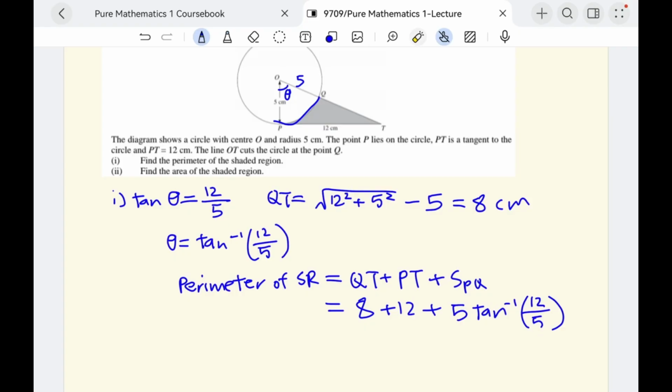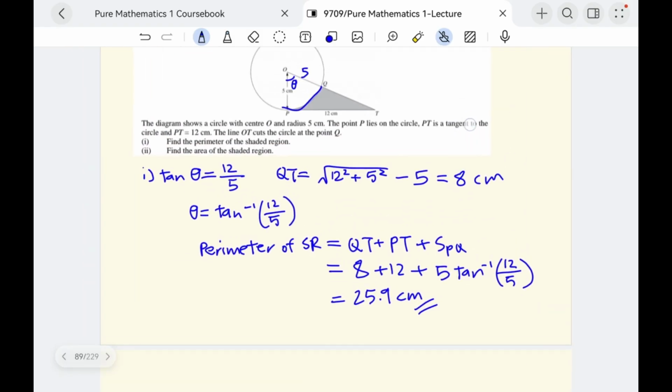Remember to convert the angle unit to radians, since we are using the formula r theta. So by right you will get 25.9 cm. That's the answer. Okay.